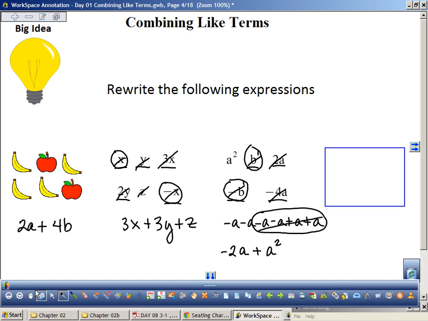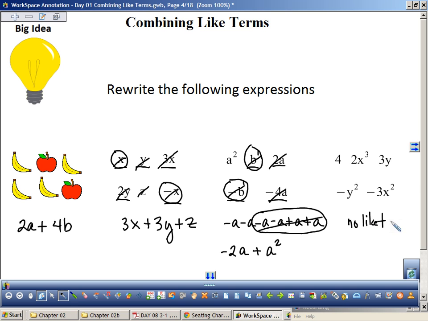Last one. Let's see. Andrew Blanco. Complete sentence, please. Because there are no like terms. None of them have the same variable with the same power, right? So you cannot, there are no like terms here. All right, good job, guys.